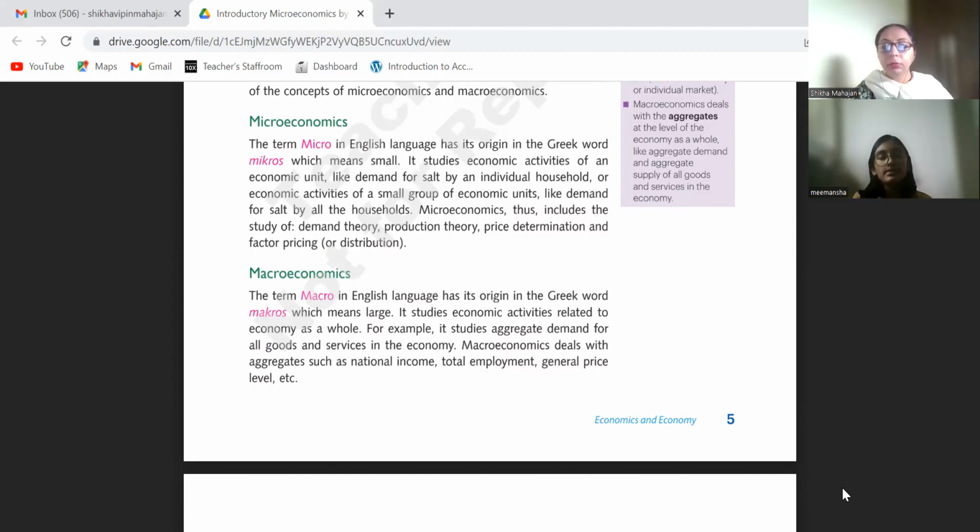So microeconomics includes the study of demand theory, production theory, price determination, and factor pricing, or distribution. This is important, okay? So now macroeconomics.